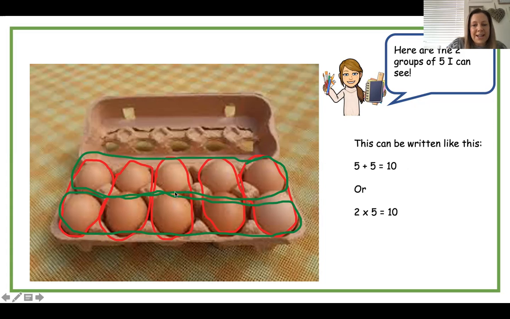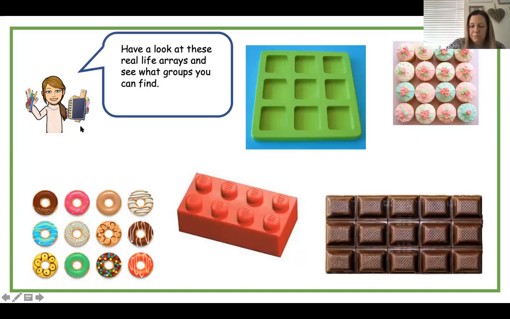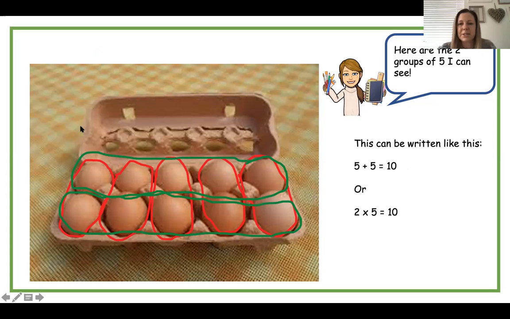Or we could write it as 2 lots of 5. So we've got 2 lots of 5 equals 10. Or the other way we can say it is that we've added 5 2 times. So there you go, that's add five up two times.